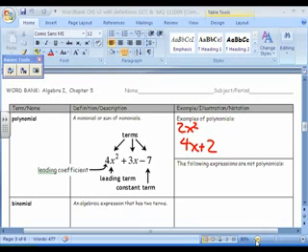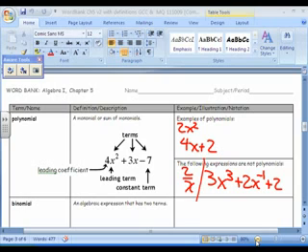Now, what wouldn't be a polynomial? Is that a polynomial? No. It involves division. Can't have negative powers. This, so 3x cubed plus 2x to the minus first plus 2. That is not a polynomial because negative exponent. Can't have a negative exponent.